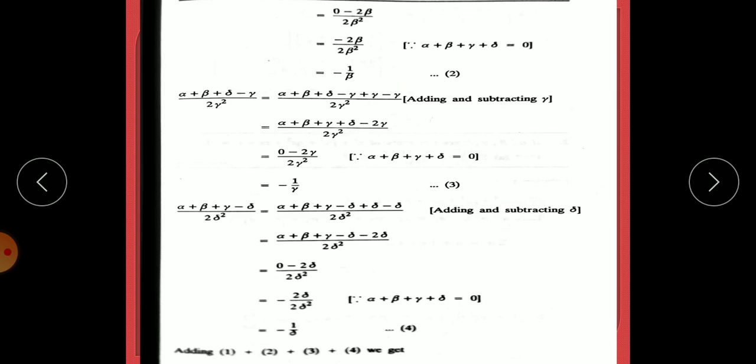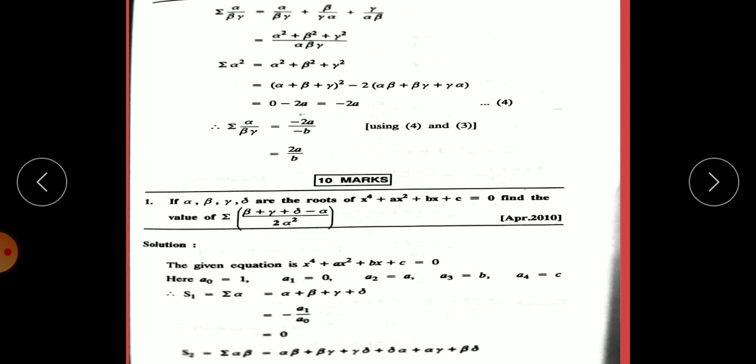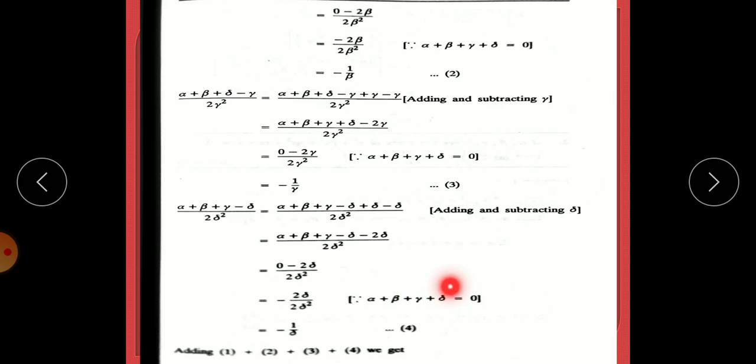Once again, I am telling you: first we take the given equation, find the values, and find S1, S2, S3, S4. After S4, write the first term, then minus alpha, then minus beta, since the summation is given in the question. For beta, add and subtract beta, and for alpha, add and subtract alpha, and simplify. Since S1 equals alpha plus beta plus gamma plus delta equals 0, we apply that, find all 4 terms by changing to gamma and delta also, and add them. After simplifying you get B by C as the answer.